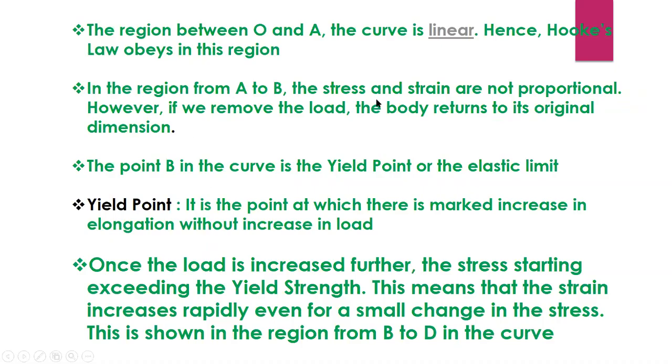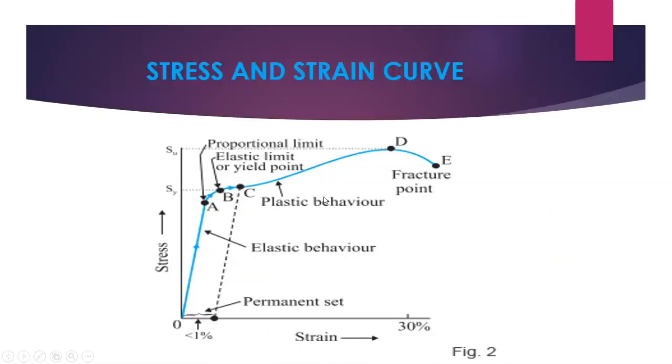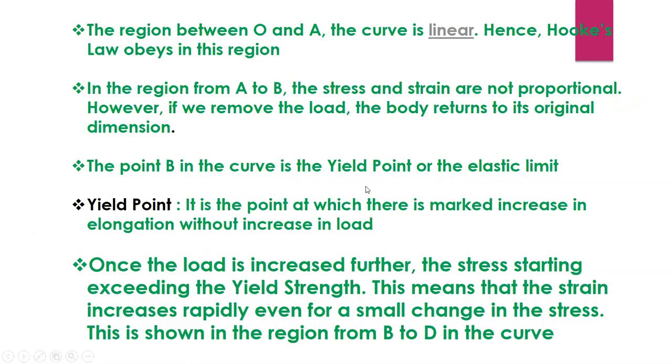In the region from A to B, the stress and strain are not proportional. However, if we remove the load, the body returns to its original dimension. You can see here that A to B is not linear, but in this region, when you remove the force, it returns to the original position. The stress and strain are not proportional, but if you remove the load, the body returns to its original dimension.